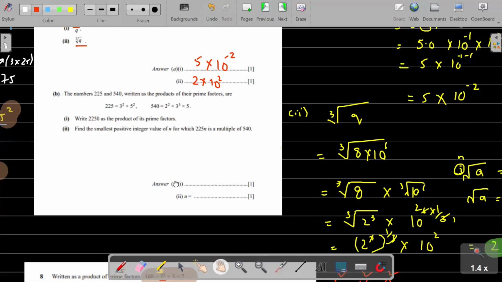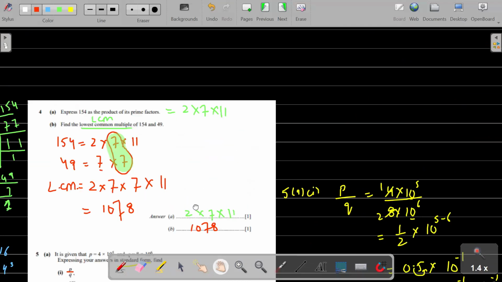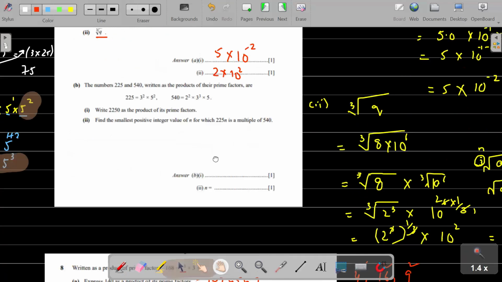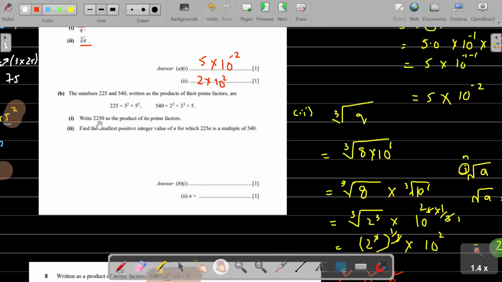Now in the next part, it says that n is a multiple of 540. We need some space, so I'm going to do this question over here. Just give me a moment. All right, I will try to do this over here. I will do the prime factors in the above section. So first let's do the second part over here because we have less space over here.